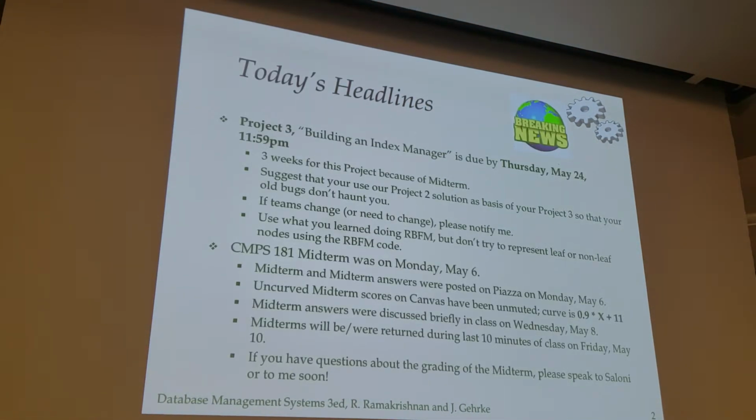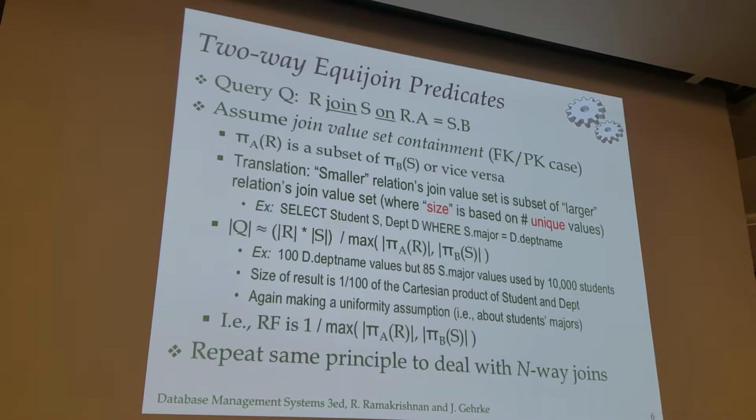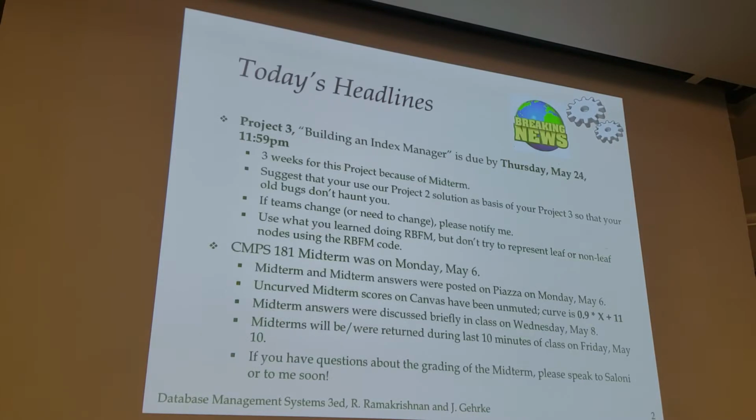This we already talked about at the beginning. The curve on the midterm, as I mentioned, is 0.9x plus 11, which, for example, maps an 82, an 83, wrong direction. Come on now, you can do it.